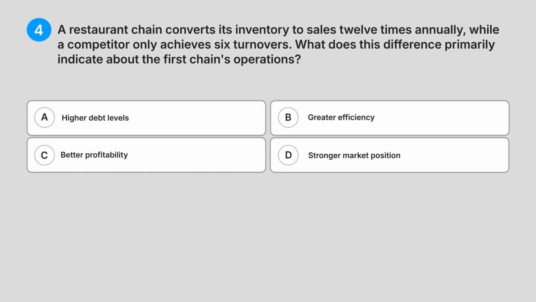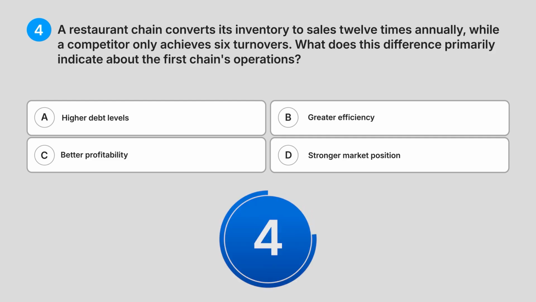4. A restaurant chain converts its inventory to sales 12 times annually, while a competitor only achieves 6 turnovers. What does this difference primarily indicate about the first chain's operations? A. Higher debt levels. B. Greater efficiency. C. Better profitability. D. Stronger market position. Do you know the answer?